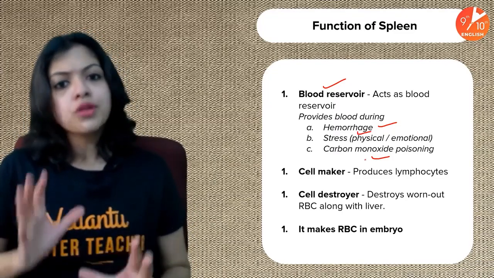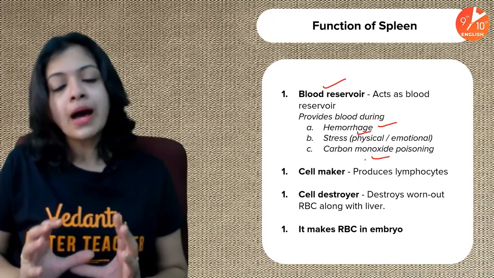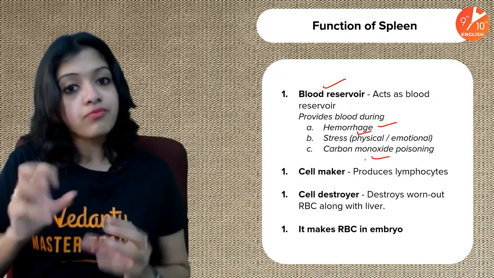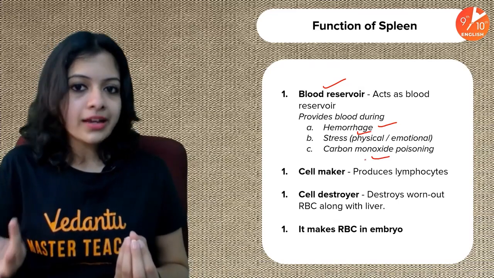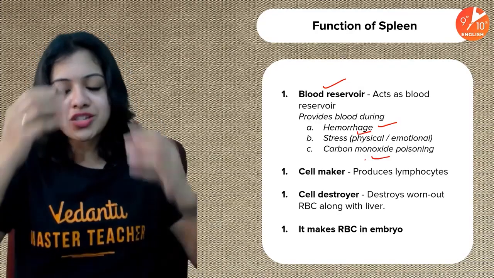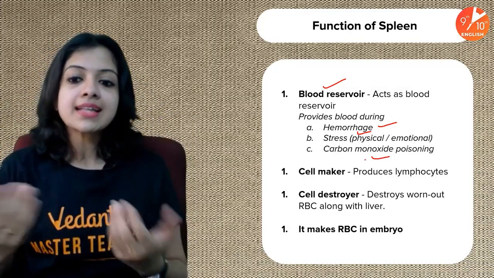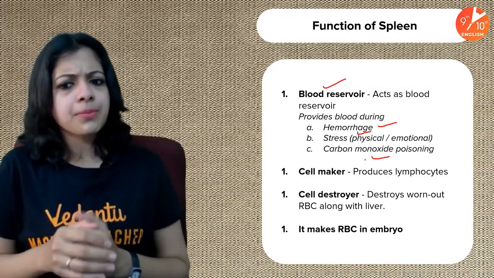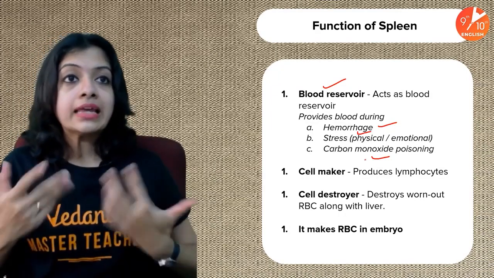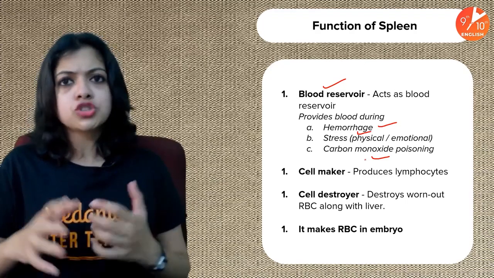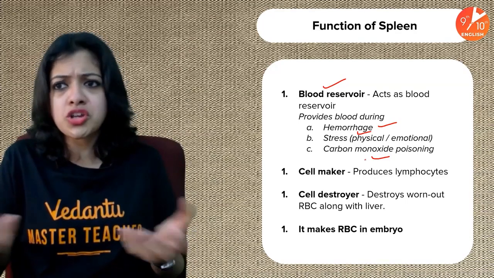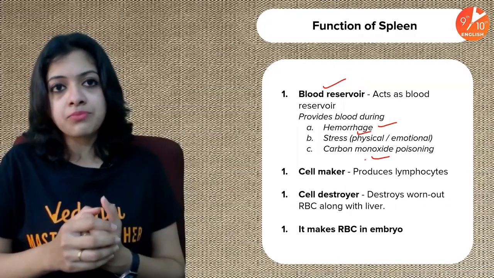But then there is always a secondary backup plan in our body. The spleen is one such organ which acts as a backup in situations like hemorrhage, stress, and carbon monoxide poisoning. What is carbon monoxide poisoning, by the way? It's a situation where you end up inhaling a lot of carbon monoxide, because there was pollution or leakage of carbon monoxide from somewhere.